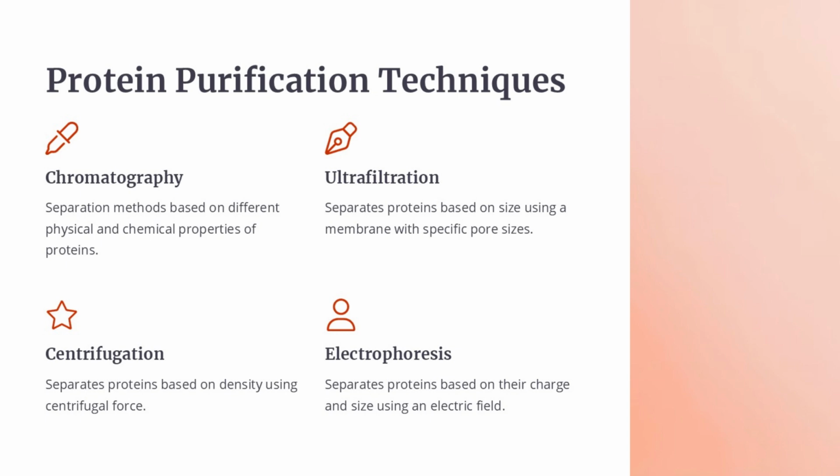Chromatography separates proteins based on their physical and chemical properties. Ultrafiltration uses a membrane to separate proteins based on their size. Centrifugation separates proteins based on their density using centrifugal force. Electrophoresis separates proteins based on their charge and size using an electric field.